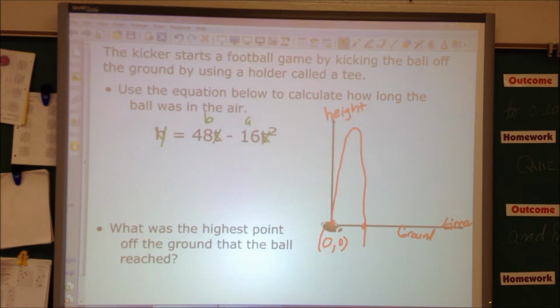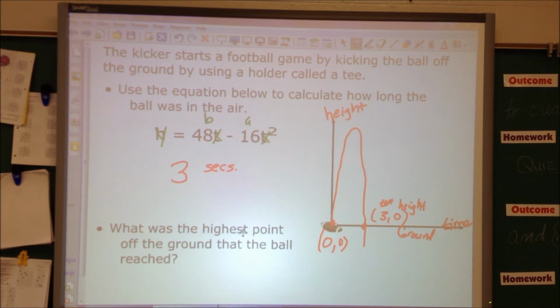So this is when x is 3 and y is 0. Remember, x is the time, in seconds, it should have really told us, and this is the height. So it took 3 seconds that the ball was in the air, because it went from here to here, and we just found out this point is 3, 0.